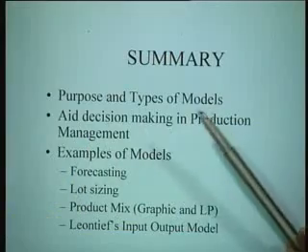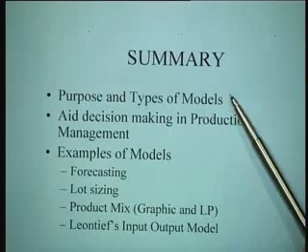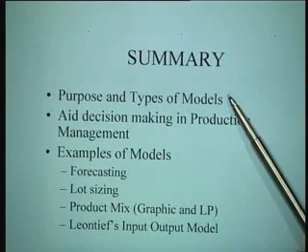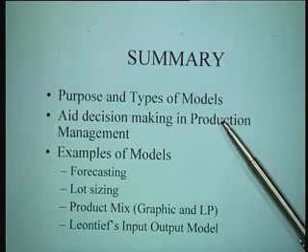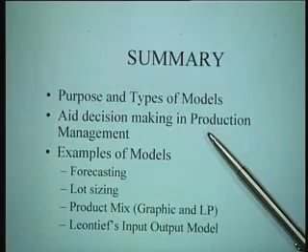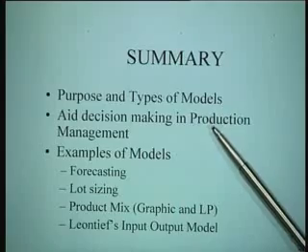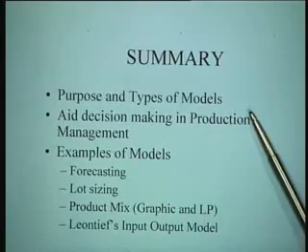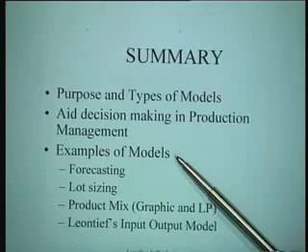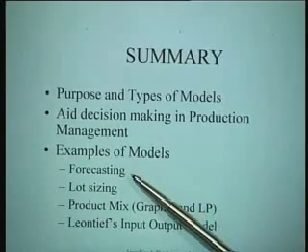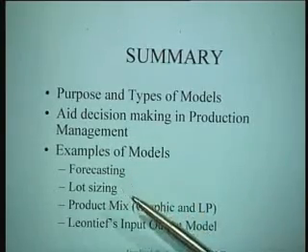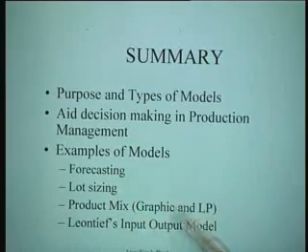Finally, let us summarize what we have tried to do in this class. We have tried to look at the purpose and types of models that are there for decision making. And the basic theme was that all these models aid decision making in production management situations. We took some examples of models. We looked at a forecasting model, a lot sizing model, a product mix model with graphic and LP, and also an example of a macro model like a Leontief input output model.